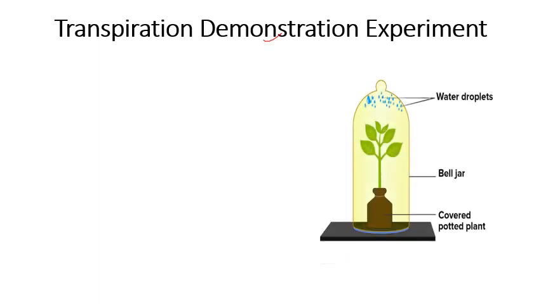Next, the transpiration demonstration experiment. How can we demonstrate this process? For this we simply need one well watered potted plant, and we cover the plant's soil with a plastic sheet. Then we put an inverted bell jar over the plant, and when we expose it to sunlight, after some time we can observe water droplets inside the inverted jar. This happens because of the process known as transpiration.